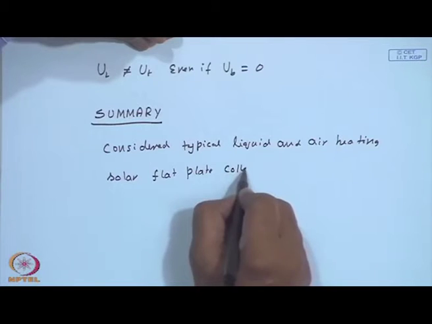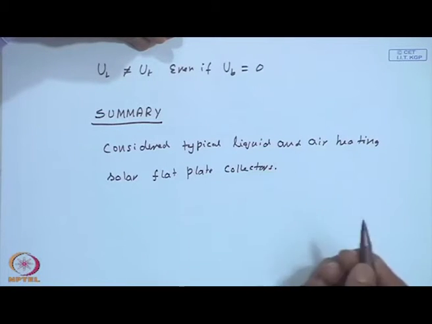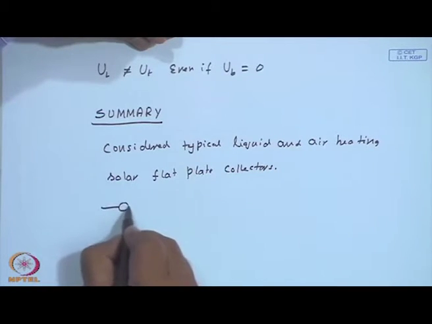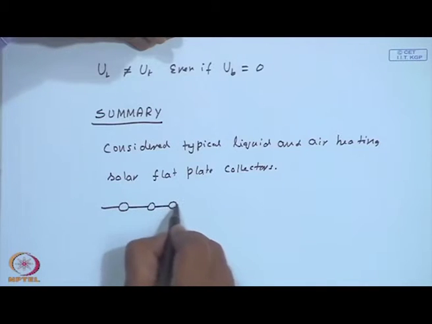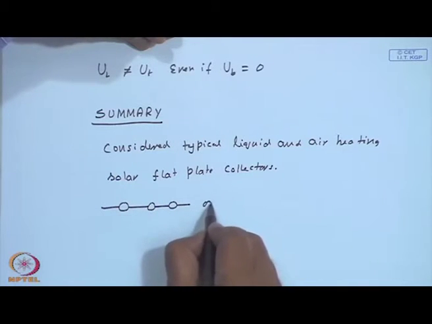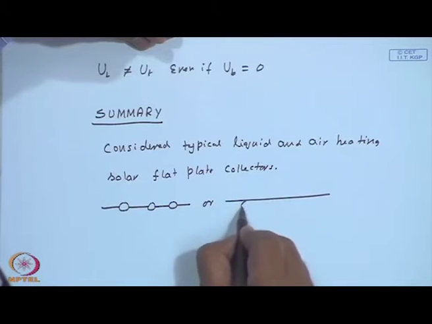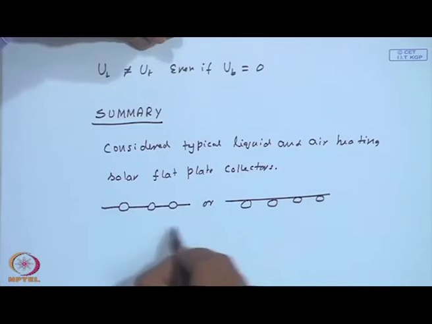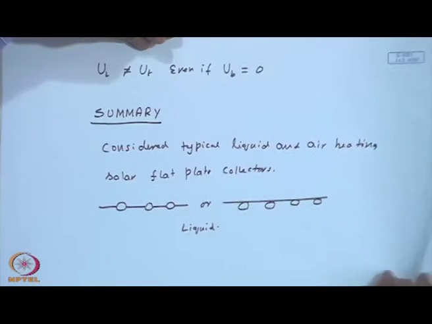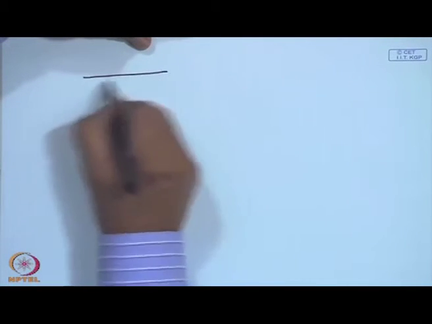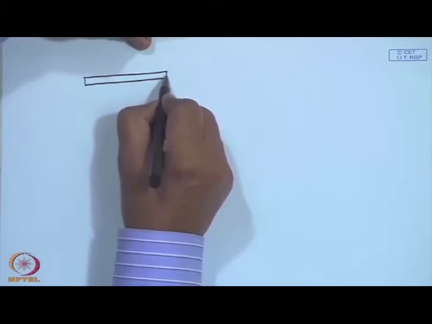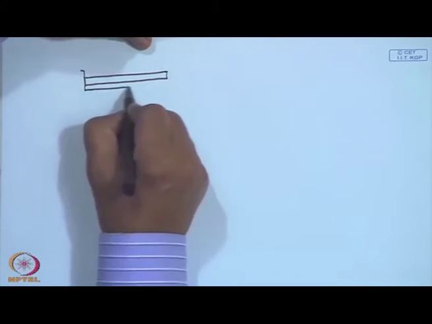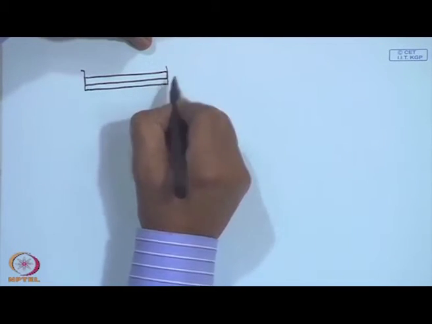One is the fin and tube type of absorber, or like this, liquid. For air, a duct with one glass cover, and the bottom insulation.